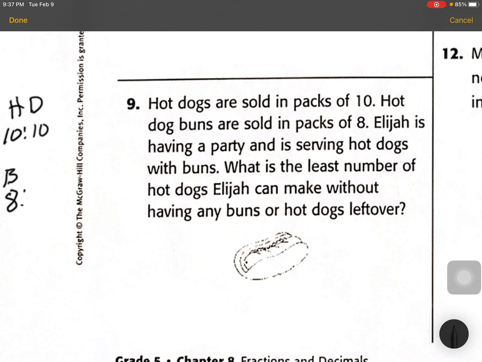Okay, this is where you skip count. So 10, 20, 30, 40. Now you skip count. We have 8, 16, and you keep on going until you find a number that's similar to the hot dogs, and that's how many hot dogs you're going to need to have an equal number of buns.